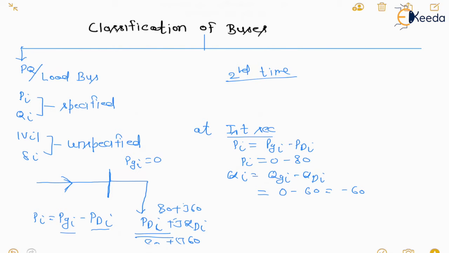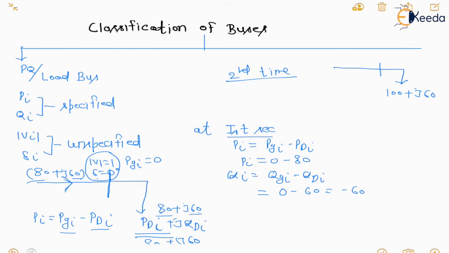After some time, at the second time, if changes are happening and this is a load bus, then the load will be changing. So let us assume the load has become 100 plus j60, and the power supplied, let us assume initially, was 80 plus j60, with voltage V equal to 1 and delta equal to 0 degrees. Let us assume this has been specified, this has been given. The 80 plus j60 means whatever the active power demand and reactive power demand was, that has been supplied, because there is no generation. So voltage was V equal to 1 and delta equal to 0.